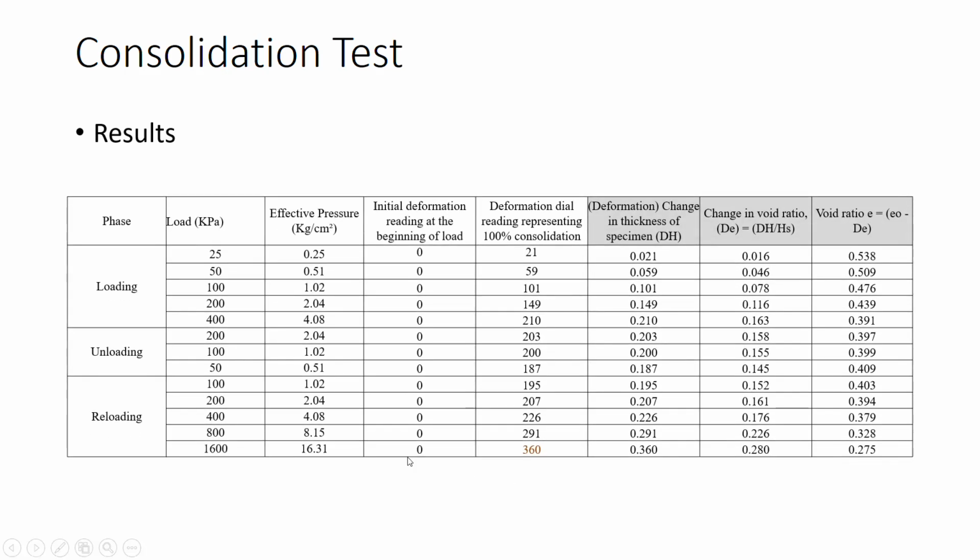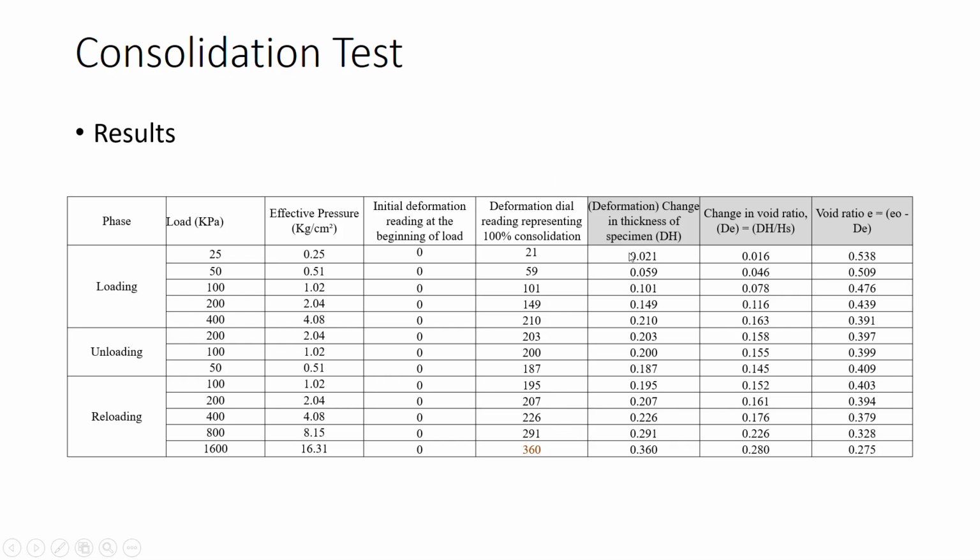So these are all the readings. These are all the kPa loads. So this is in kPa, this is in kilogram per centimeter square. So at the start of each test, all readings are 0. So these are the readings after 24 hours.